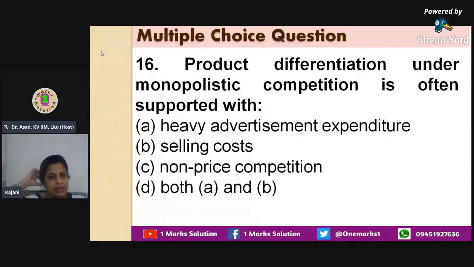Next, the 16th question. Product differentiation under monopolistic competition is often supported with?